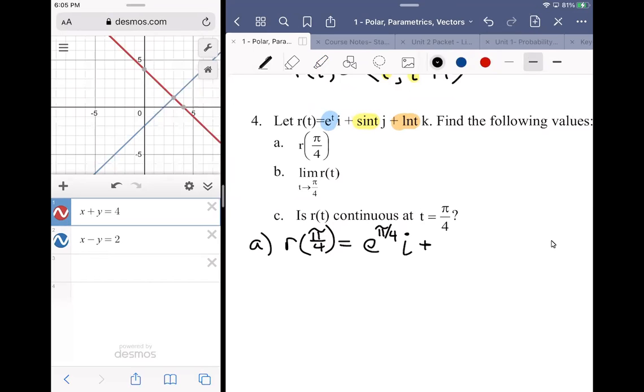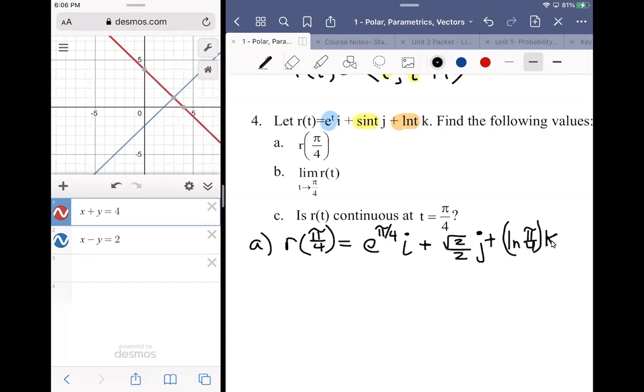So sine of pi over 4 is radical 2 over 2. And then the natural log of pi over 4 is something that we just got to live with. Or maybe we get to live with, depending on how you look at things. Right, and that's multiplied by the unit vector k. All right. Make a little bit better of a plus sign.